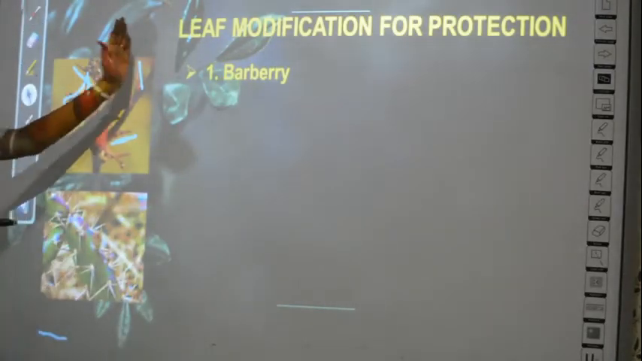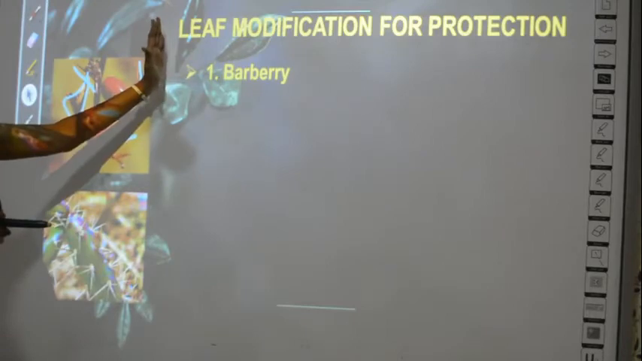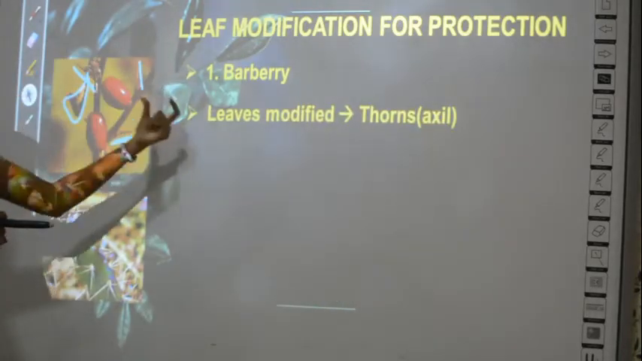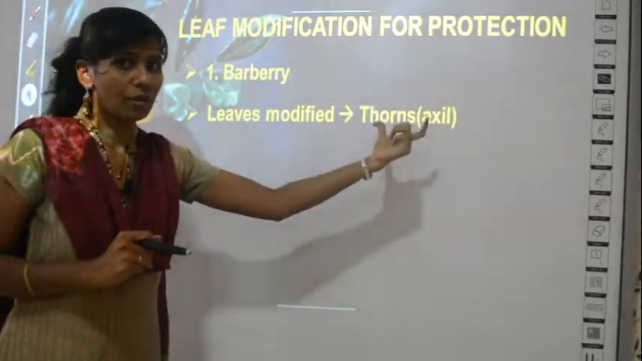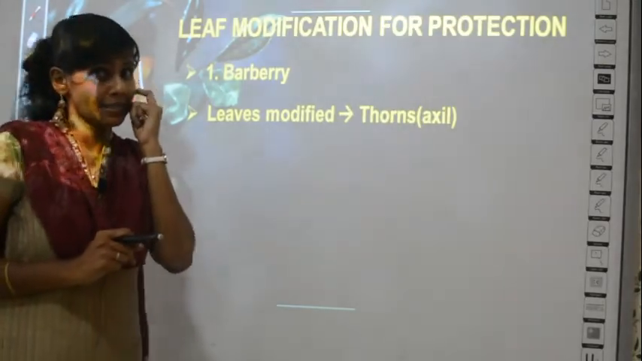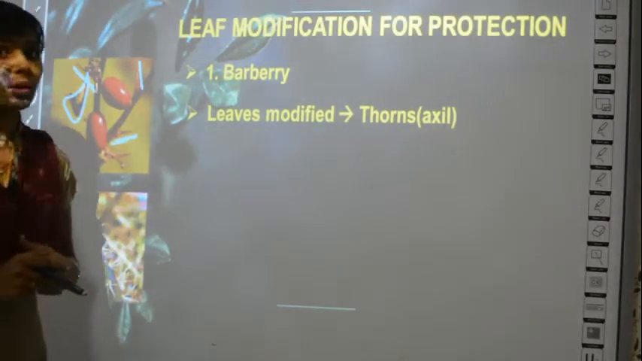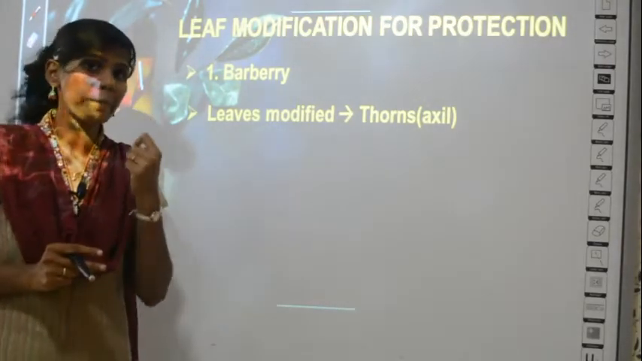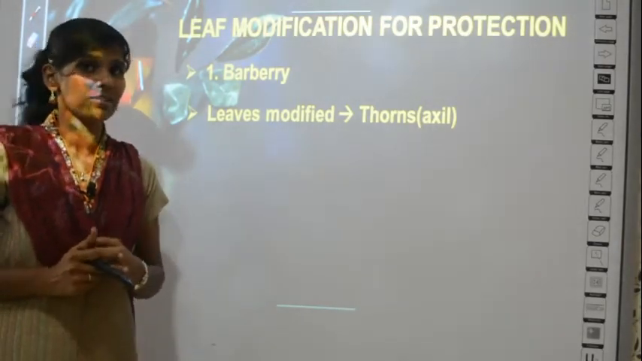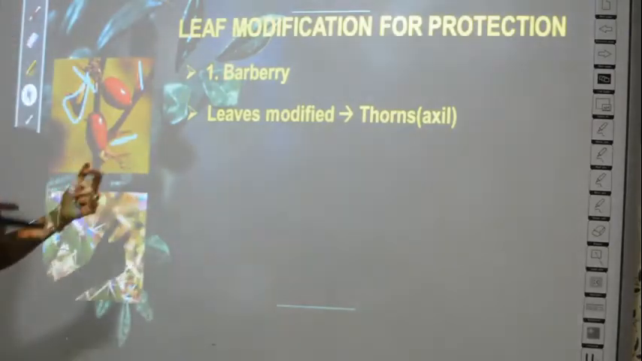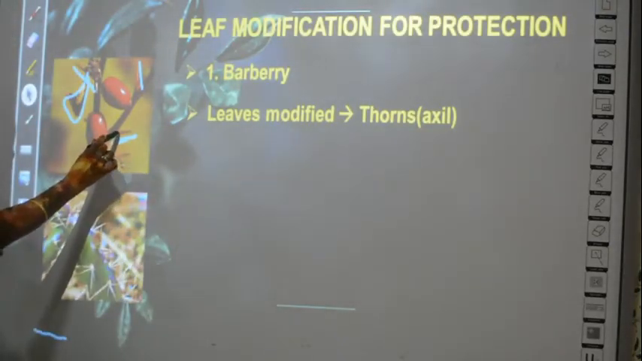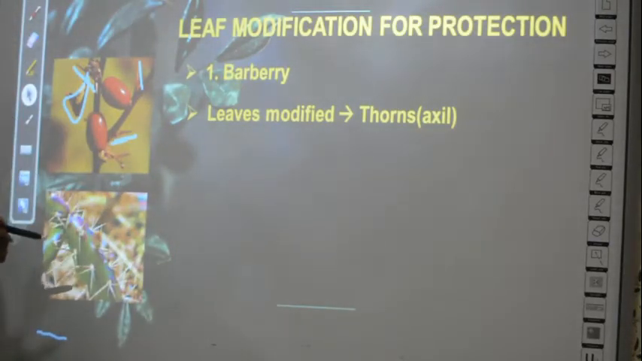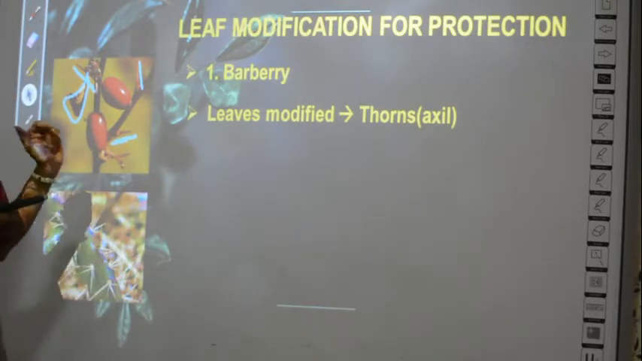Okay, so what description is given about barberry plant? Let's see. So the leaves are modified into thorns and it is in the axil. You have studied about axil. Now what is axil? It is the angle between the stem and the leaf base, right? So where can you find these thorns? In the axil. Okay, in every axil you see the thorn like structure.